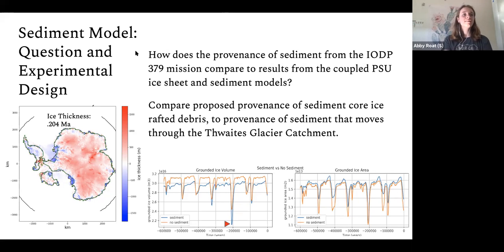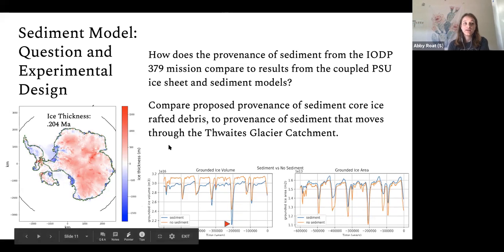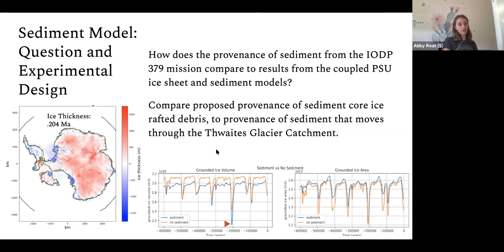So in the graph on the bottom, you can see grounded ice volume of just the ice sheet model and the ice sheet model coupled with the sediment model, and it produces relatively significantly different results. That is probably because the sediment model has a somewhat significant effect on ice dynamics by allowing the basal friction boundary condition to evolve, which is one of the boundary conditions that has a fairly large effect on ice sheet evolution, we think.